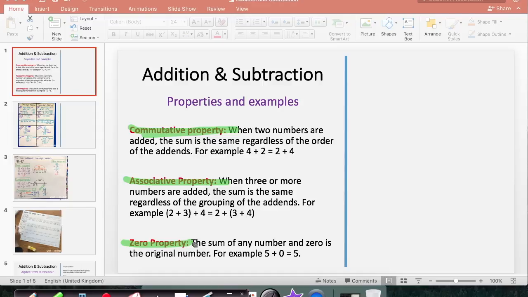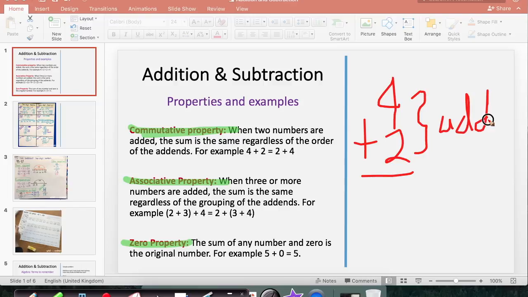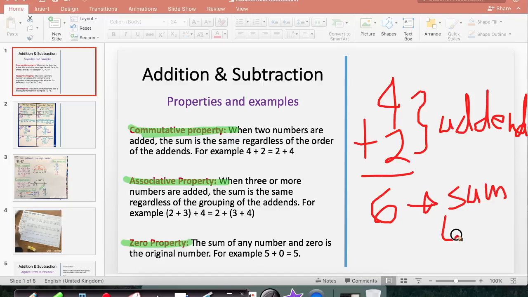By the way, what are addends? Addends are actually the numbers that you add. Let's say, for example, 4 plus 2. These are what we call addends. Okay, so remember that. And the answer to the addends, let's say 6, this is what you call the sum, and sometimes you call it total. And there could be other names for that one.